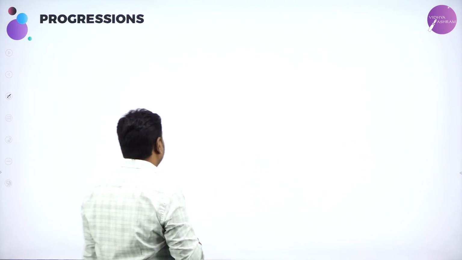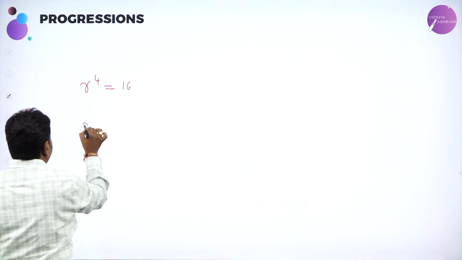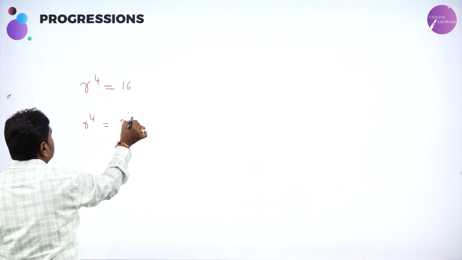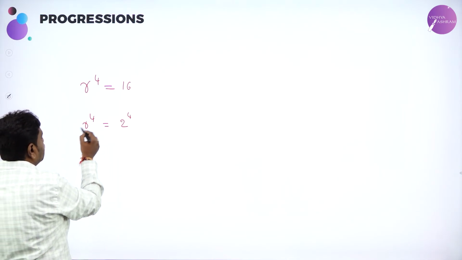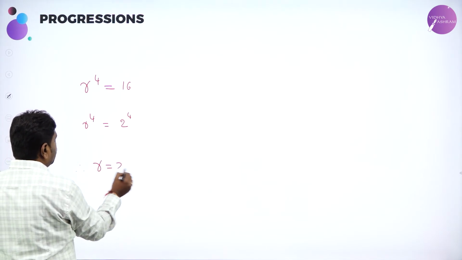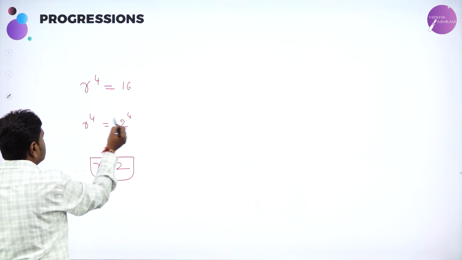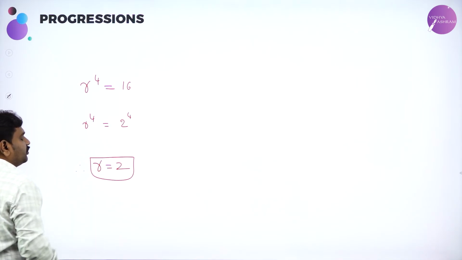So you got r power 4. What is the value of r power 4? r power 4 is 16. Or I can write 16 as what? 2 power 4. 2 twos are 4, 2 fours are 8, 2 eights are 16. So the powers are same, so equate the bases. Therefore r is equal to 2. By method of comparison, powers 4 and 4 match, so match the bases.